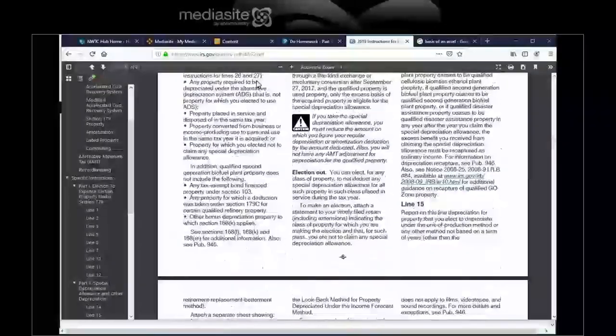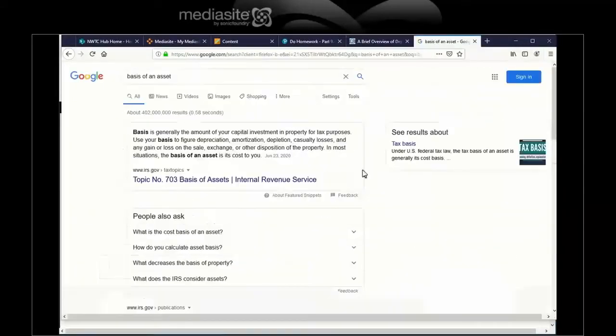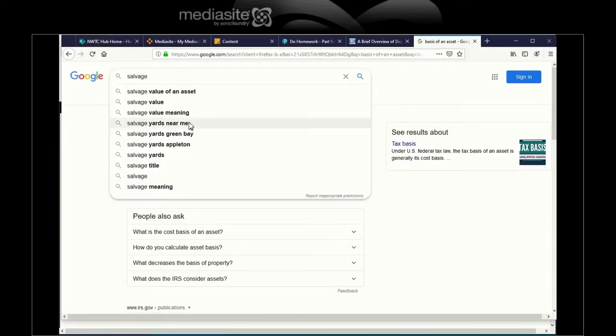Yeah, it's too hard. Too much work. This is what it is. Salvage cost. Value of an asset.